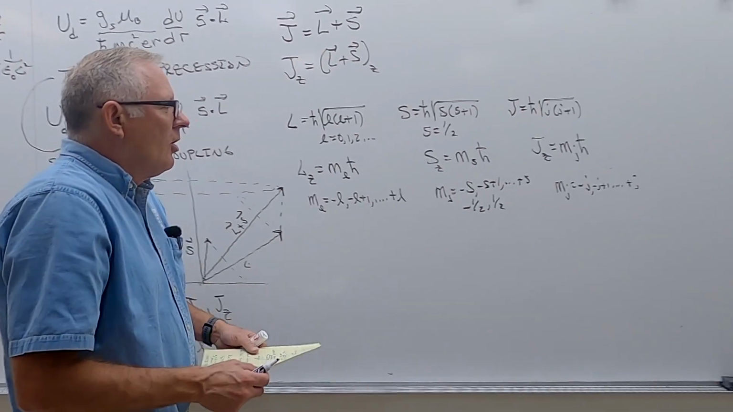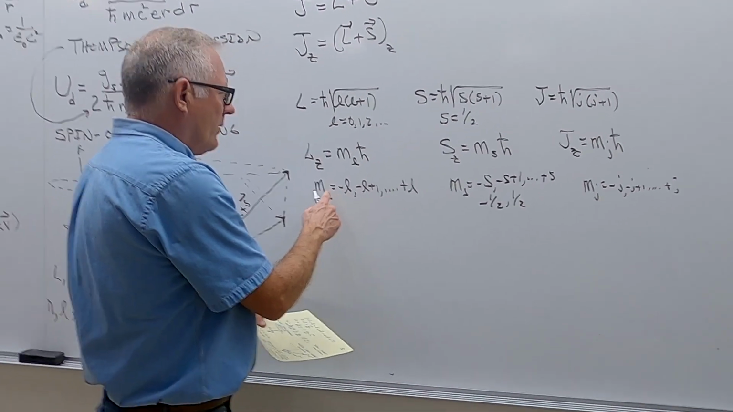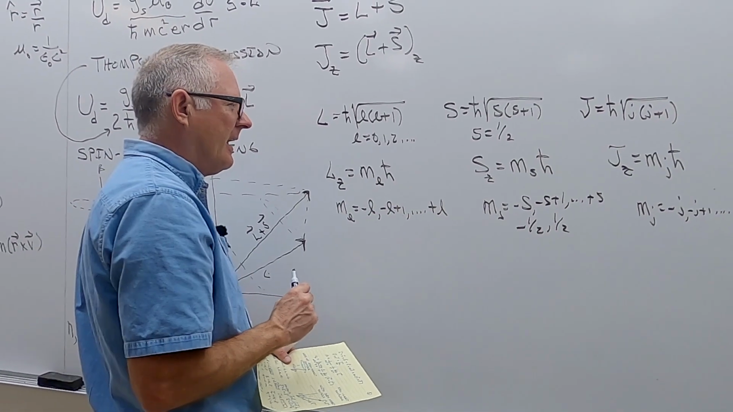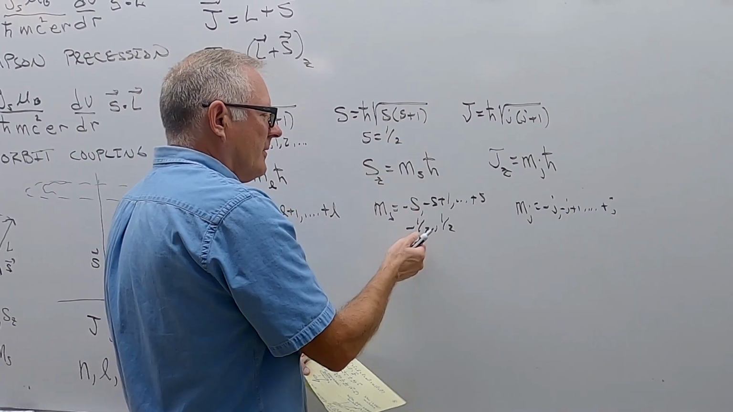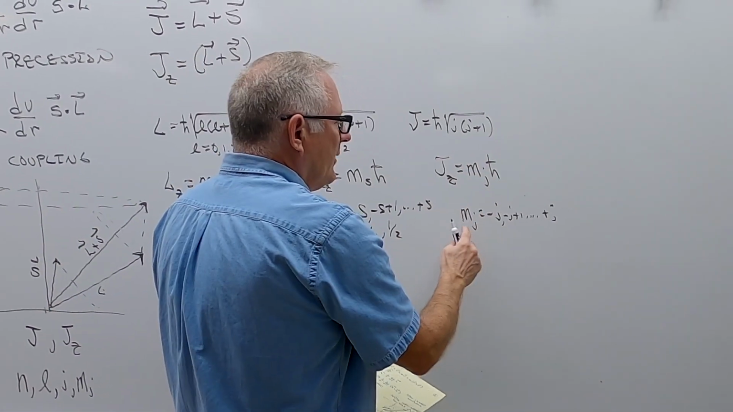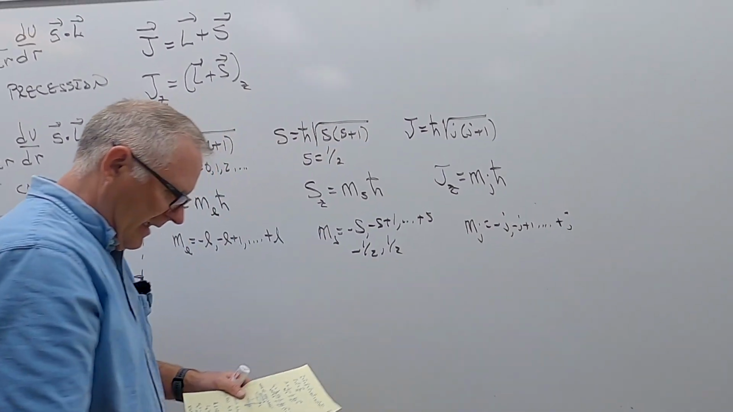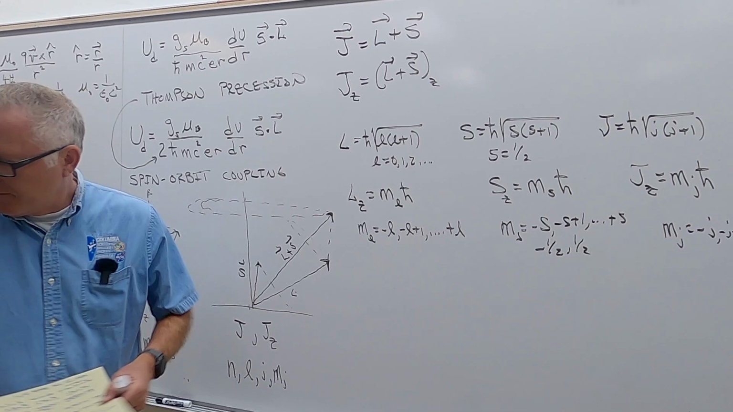Okay, the only thing we don't know is the range of J. We know the range of L goes from 0 on, and we know m sub L goes from minus L to plus L, and we know everything about S. For J, we know what m sub J goes from, but we don't know what J is. What is the range of J right here? So that's what we need to find out.